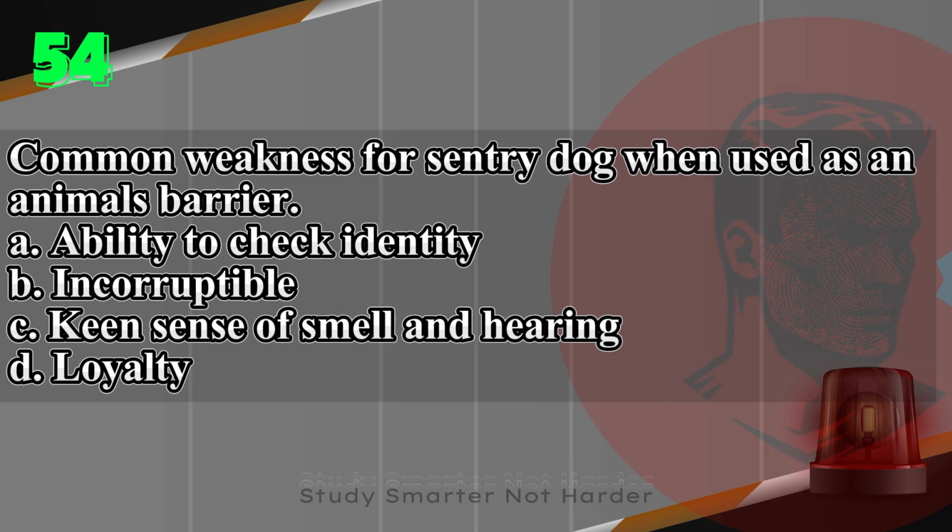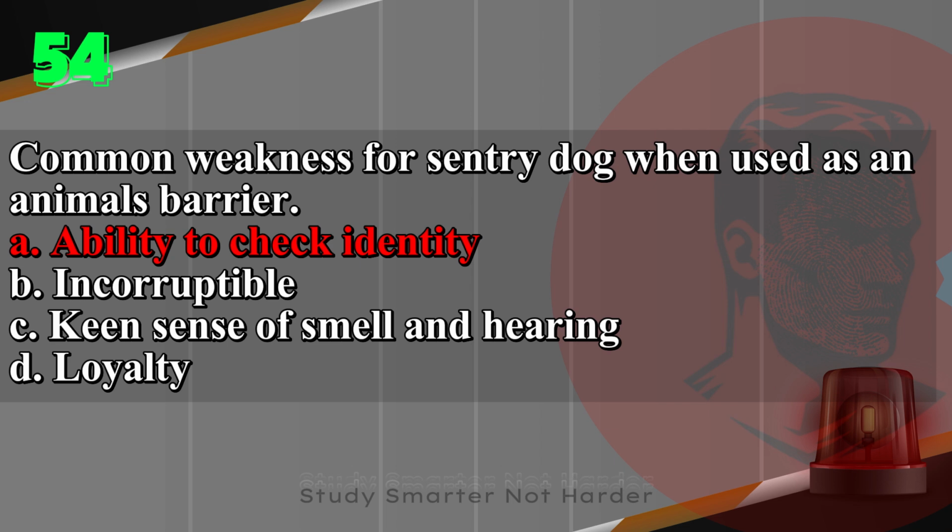54. Common weakness of a sentry dog when used as an animal barrier. A. Ability to check identity. B. Incorruptible. C. Keen sense of smell and hearing. D. Loyalty. A. Ability to check identity.